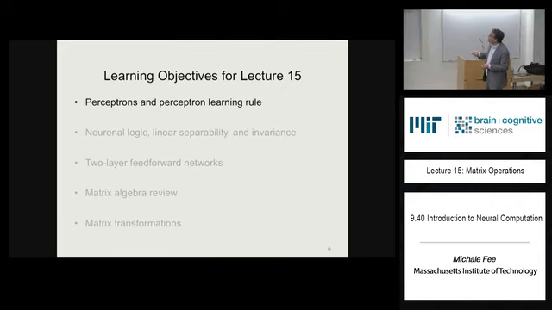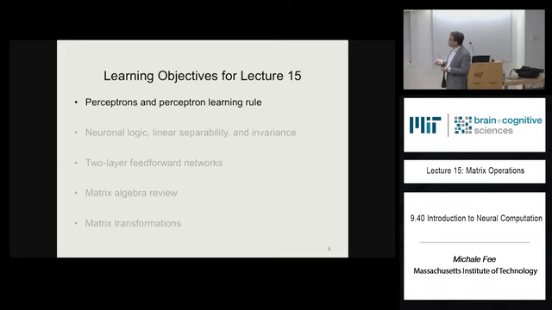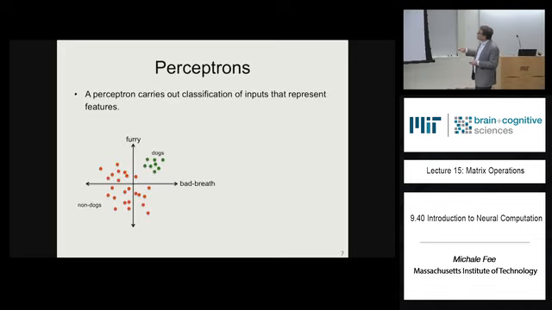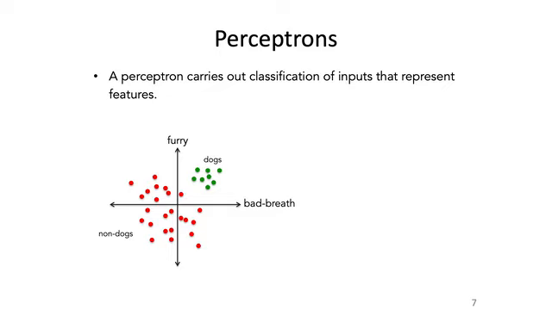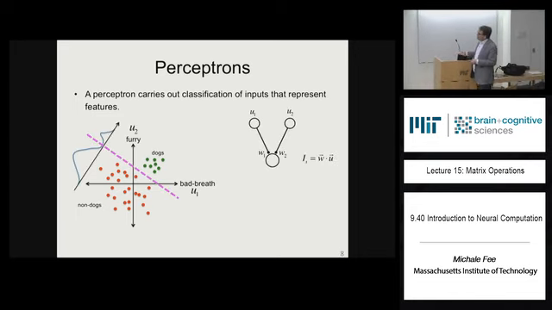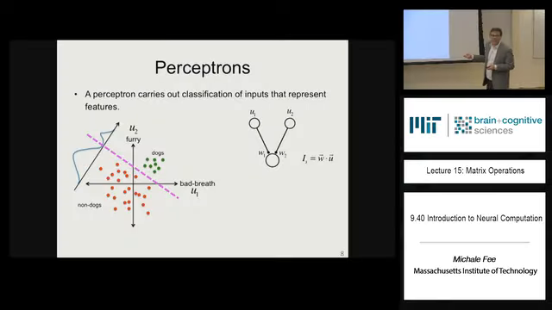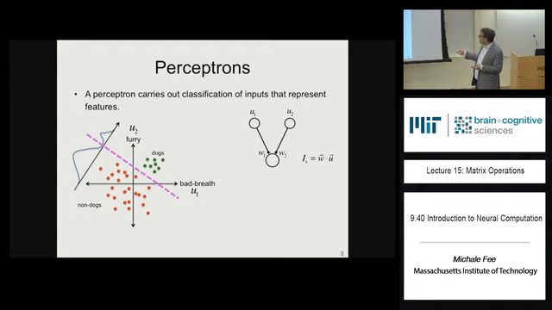Okay, so let's come back to what a perceptron is and introduce this perceptron learning rule. We talked about the idea that a perceptron carries out a classification of its inputs that represent different features. We talked about classifying animals into dogs and non-dogs based on two features of animals. You can't make that classification just on the basis of one of those features, because these two categories overlap in this feature and in this feature.